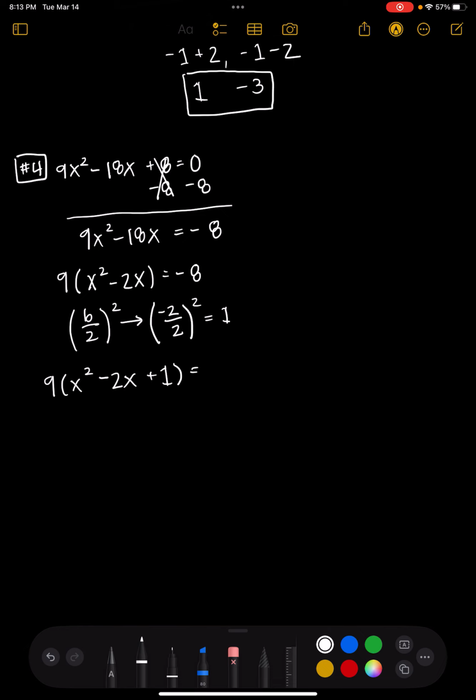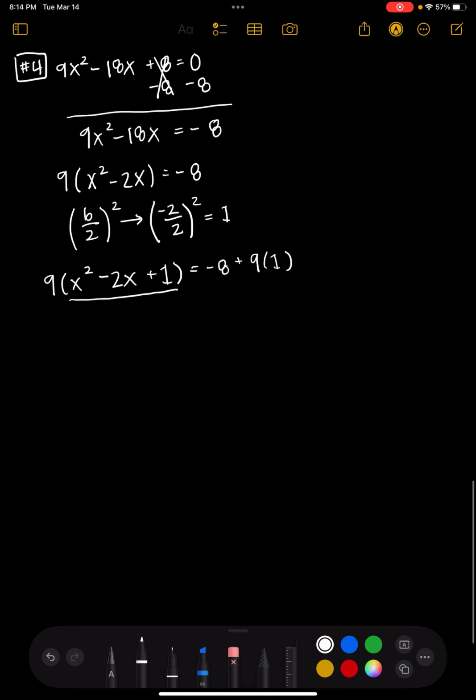But because that 1 is in parentheses, that's being multiplied by 9 on the right side, I'm going to say negative 8 plus 9 times 1 instead of just 1. Then this chunk right here inside the parentheses is a perfect square. You could factor it, but we can also say, well, I'm going to take that middle number, which is negative 2, and divide it by 2. You always divide it by 2, which gives me a negative 1, which means that I'm going to have 9 times x minus 1 times x minus 1 equals negative 8 plus 9 would give me a 1.